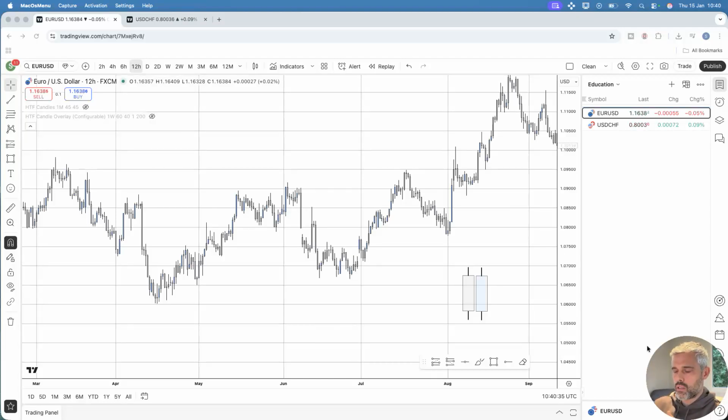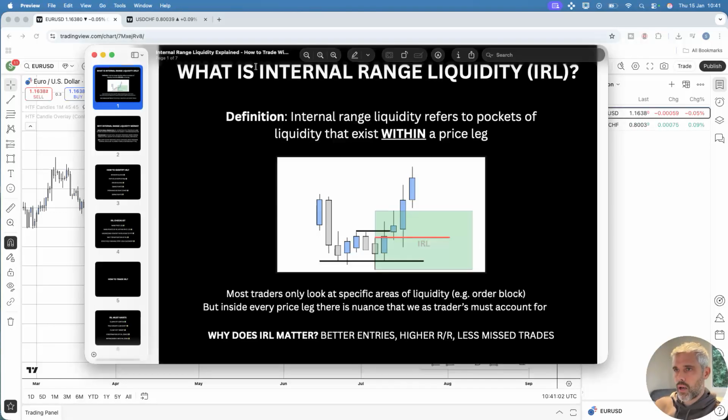So what I want to do today is just talk a bit about what internal range liquidity is, what constitutes internal range liquidity, and then show you on the charts a bullish and bearish example and how you can use this information to take advantage. And there'll be a bit of detail on how you combine timeframes and internal range liquidity across timeframes to take even higher probability trades. So let's get into it.